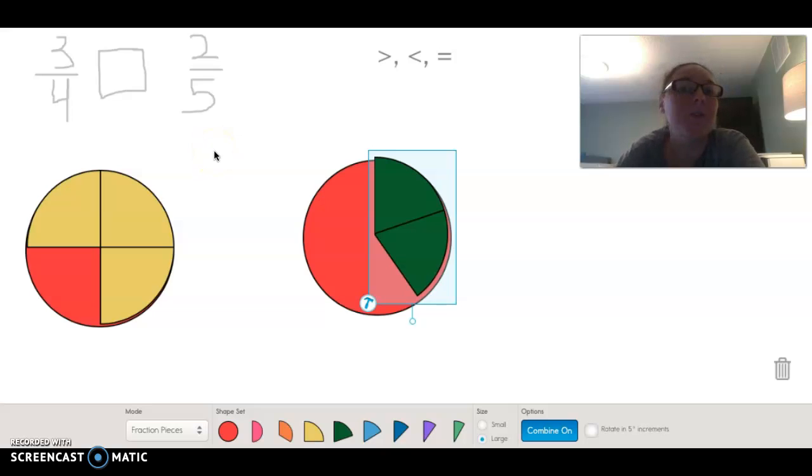I hope that this helps you to remember that you can only compare fractions when the whole is the same size. The greater the denominator, the smaller that unit fraction is. And using your math tools, whether they're the fraction bars or the fraction circles, can really help you to visualize and compare these fractions. Hope that helps.